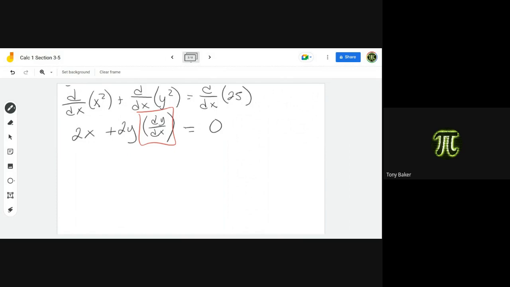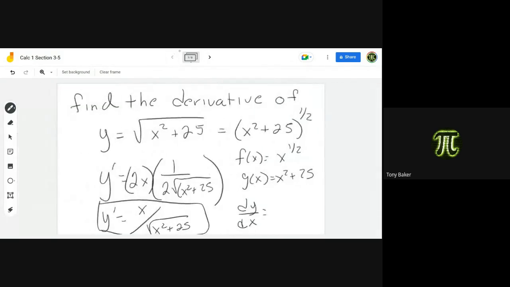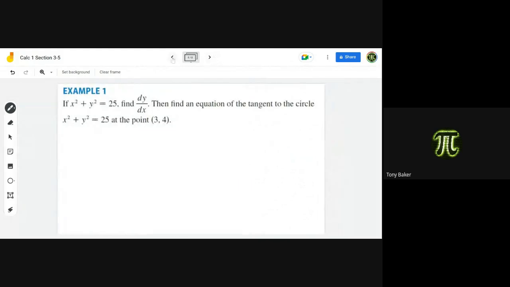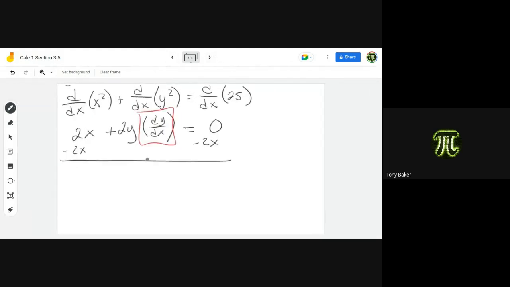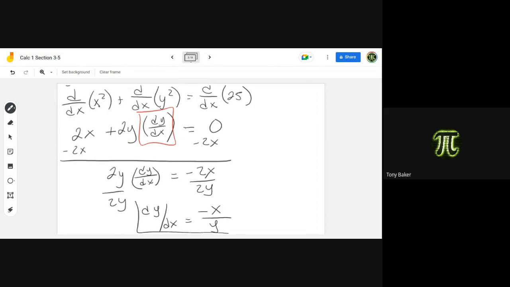Yeah. Exactly. Let's move the 2x over. Did I put a negative sign in front of that one? I did not. That was a negative. I knew I missed something. That's okay. So I have 2y dy dx equals negative 2x. And then divide by the 2y. So dy dx equals negative x over y.